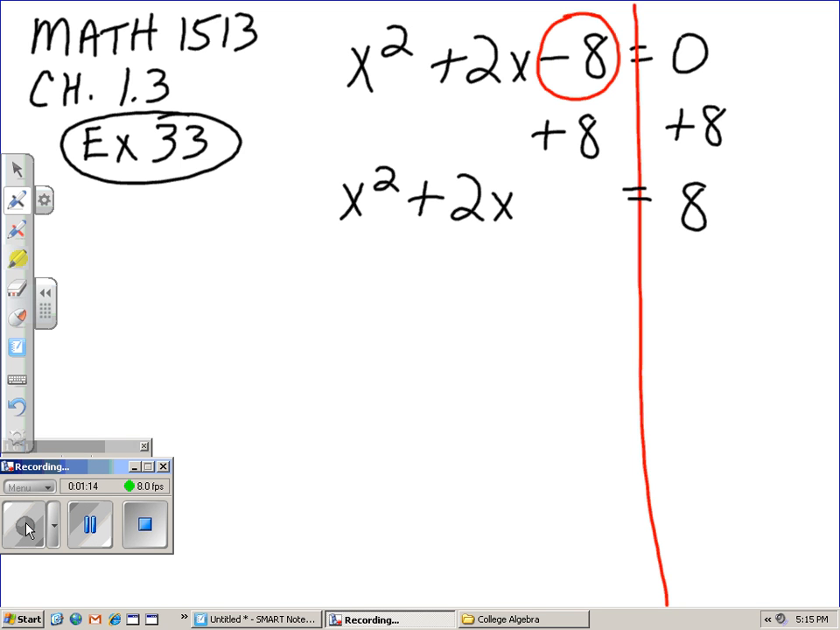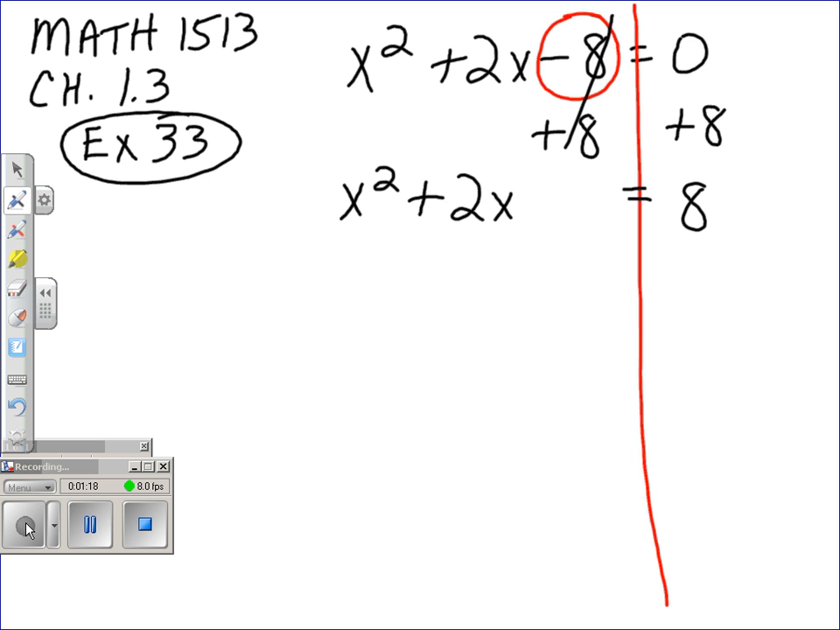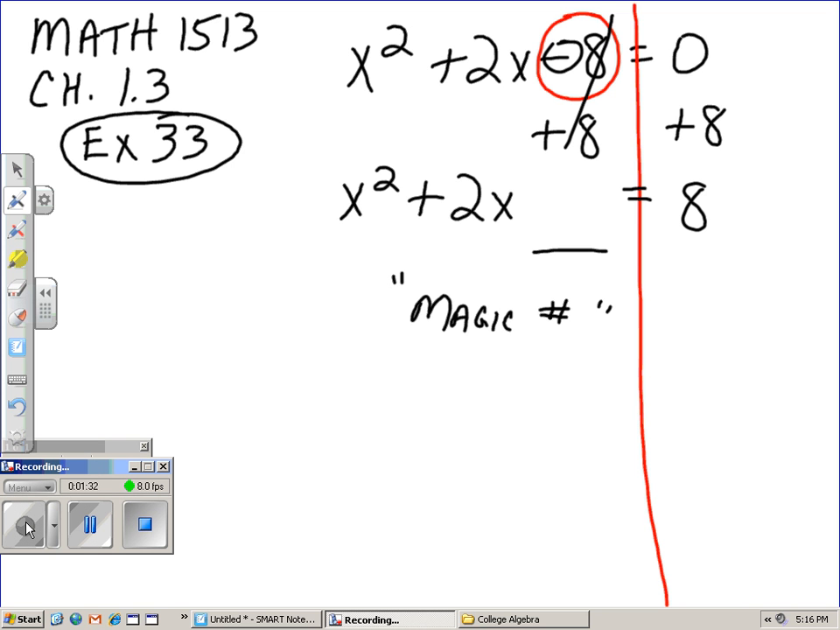So I added 8 to both sides. That basically eliminates the 8 from the left side of the equation and moves it over to the right. Notice that negative 8 becomes positive 8 when it changes sides, when it goes over to the other side of the fence. So now I have x squared plus 2x, and I'm leaving a little space there for that perfect number. I call it the magic number, okay? Just the right number that makes that break into a perfect square.